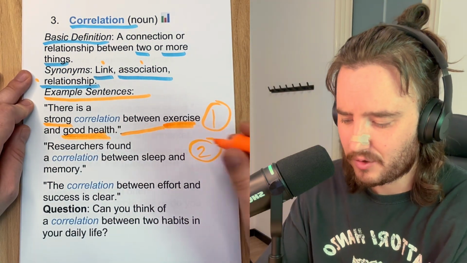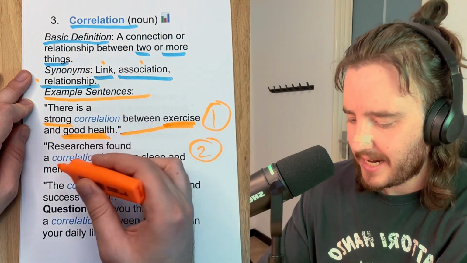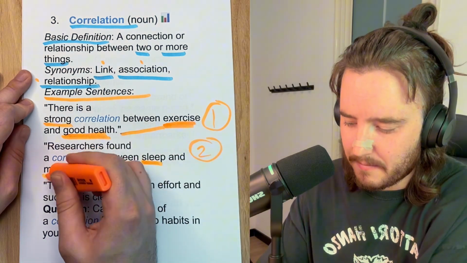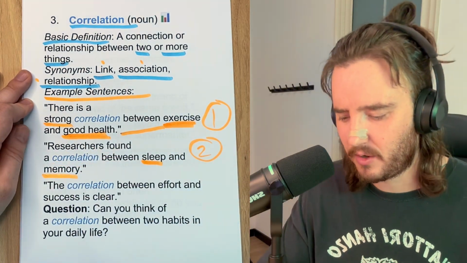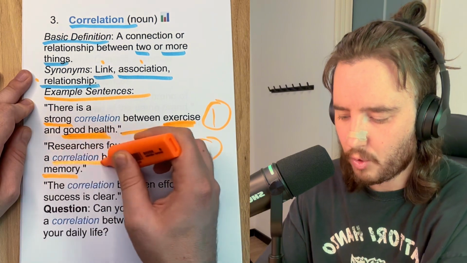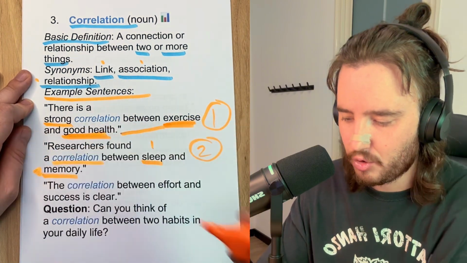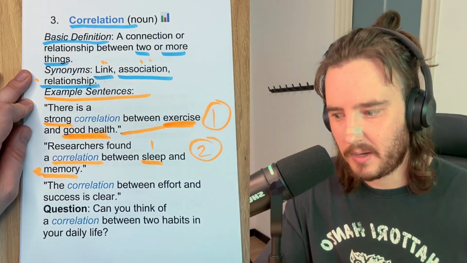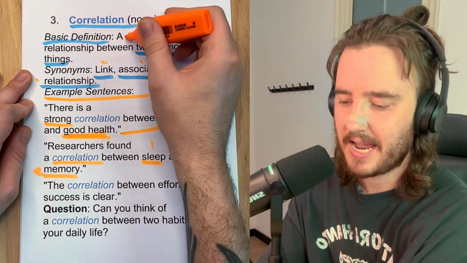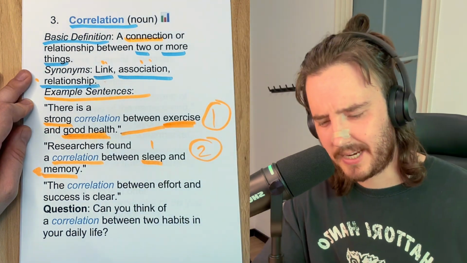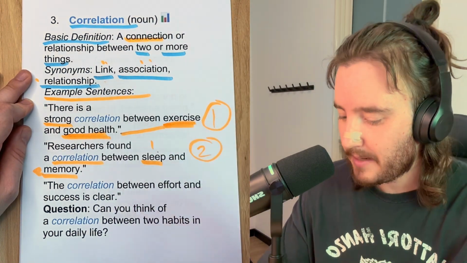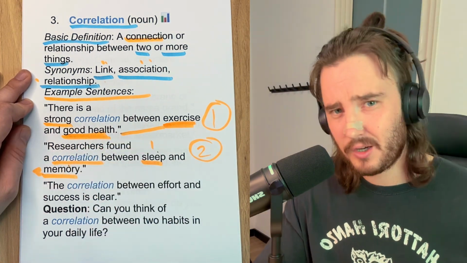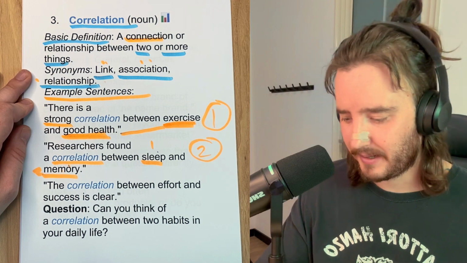Here's example sentence number 2: Researchers found a correlation between what? Well, between sleep and memory. Interesting. So there is a correlation between these two things: a link, an association, a relationship, a connection between these two things, right? So if you get good sleep, you'll probably have a good memory. And if you have a good memory, you probably get good sleep.